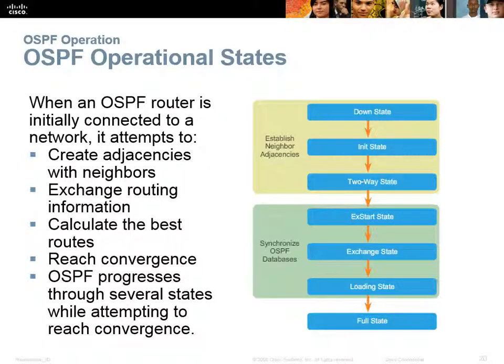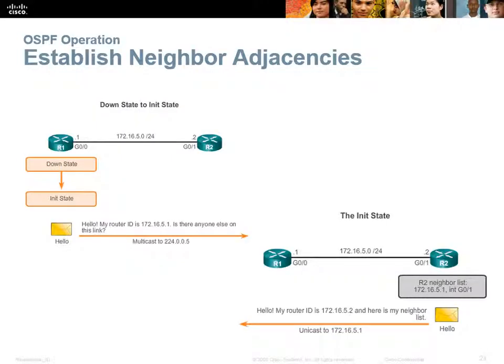I'm not going to talk about the updates. You kind of got that last week a little bit, right? Enable adjacency. Router 1 is down. It goes to initialization. Sends out, says, I'm 172.16.5.1. Is anyone else on this link? Does multicast to the 224.0.0.5. Router 2 sees it, sends it back, hello, I'm 172.16.5.2. Here's my neighbor list. It sends it unicast back to 172.16.5.1.